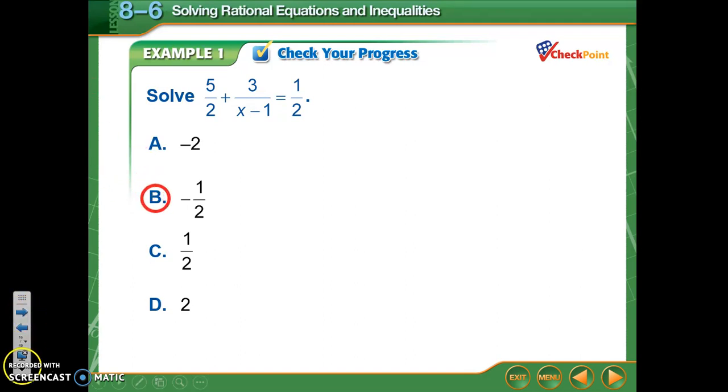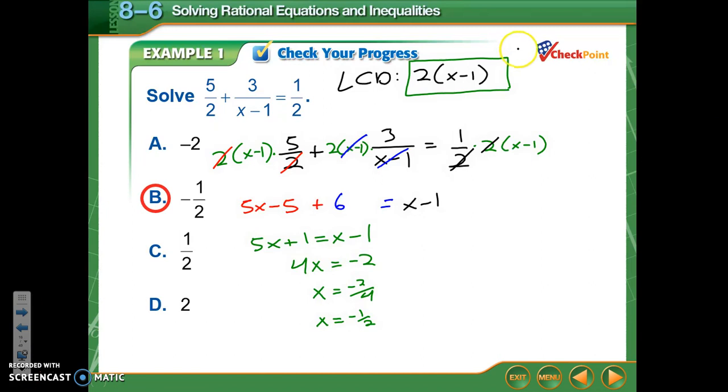All right, the answer to this one is B, and I'm going to show you the work. So notice here my least common denominator is 2 times the quantity x minus 1. So in this first step here, I'm showing you that I'm multiplying each term times 2 times x minus 1. In the first term, the 2's divide out to 1, so I'm left with 5x minus 5 when I distribute. In the second term, the x minus 1's divide out, so I'm left with 2 times 3, which is 6. And on the right-hand side, the 2's divide out to 1, and I'm left with just 1 times x minus 1. And from there, I just solve regularly to get x equals negative 1/2.